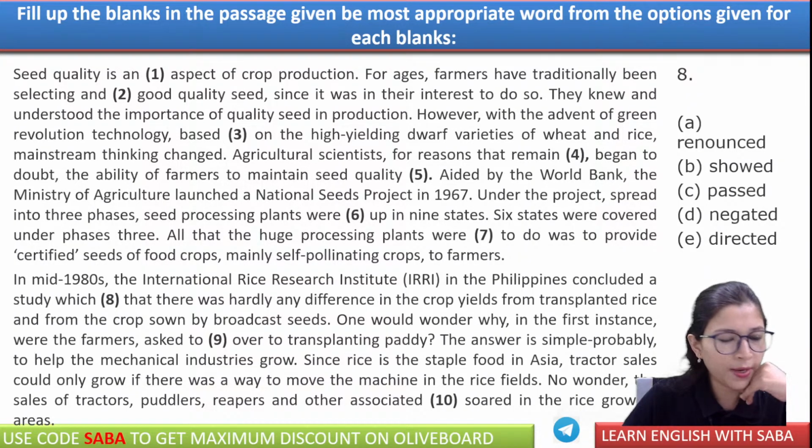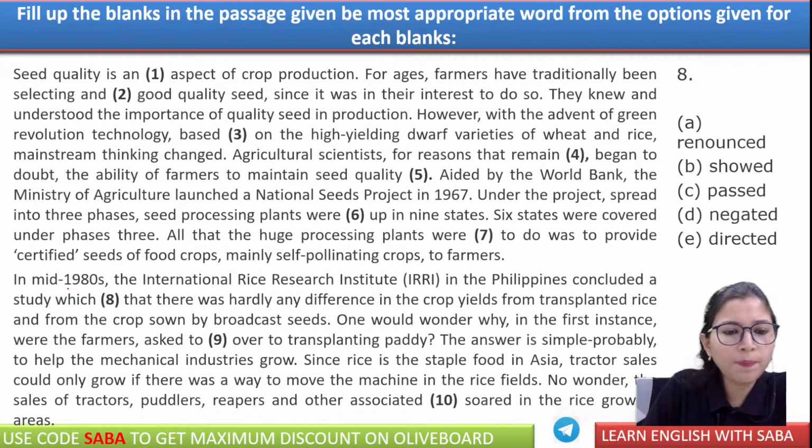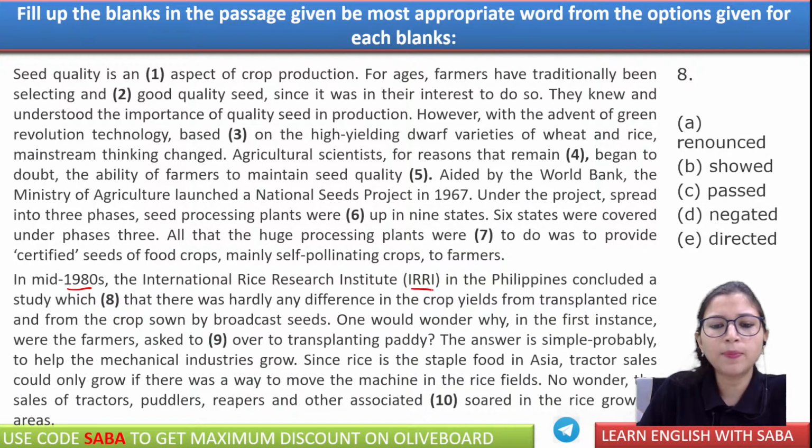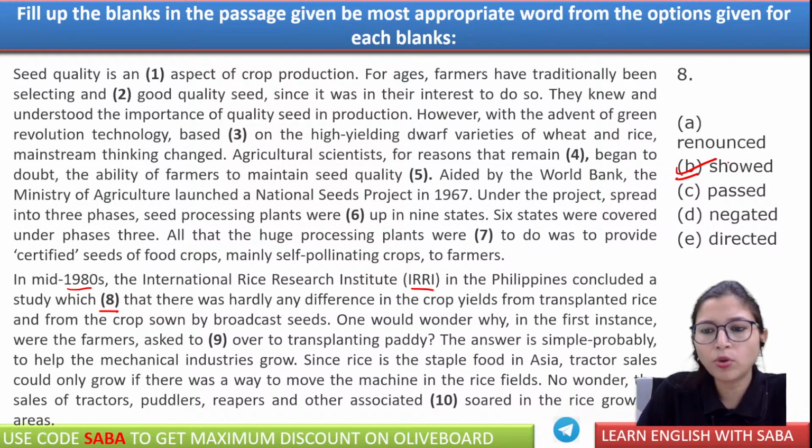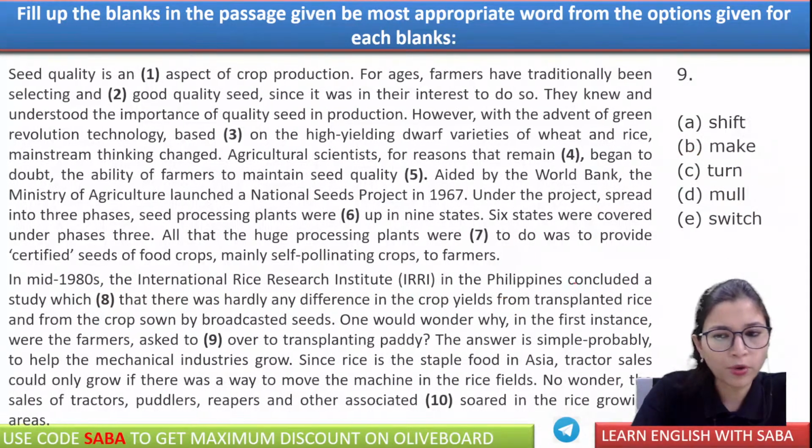Now question blank number 8. So what we are talking about, in the mid-1980s, the International Rice Research Institute, that is IRRI in the Philippines, concluded a study which dash. So, which showed. We are talking about a study, so of course the study will show you. So, which showed that there was hardly any difference in the crop yields from the transplanted rice. Good.